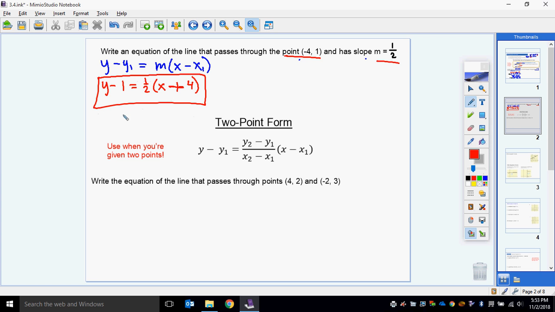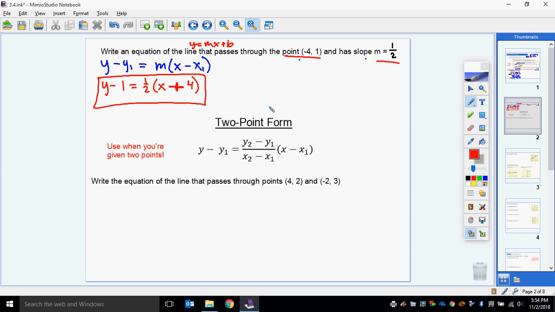And I'm done. I don't have to solve for y here because I'm putting it in point slope form. If the problem would have said, write the equation of the line in slope-intercept form, then I would have had to solve for y, but it didn't tell me to do that. So I stopped here where it's easy.